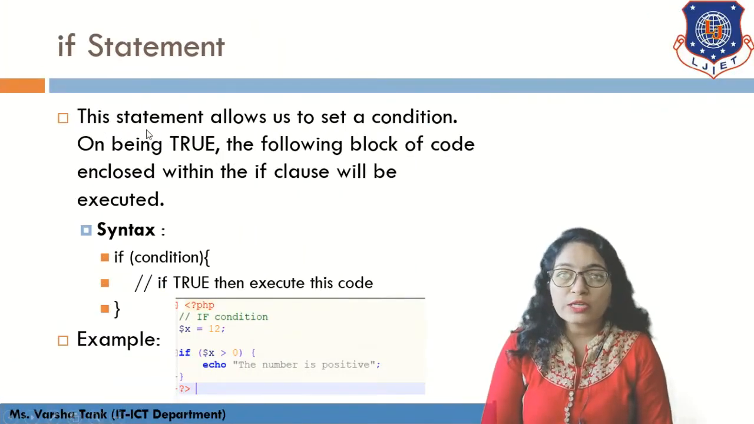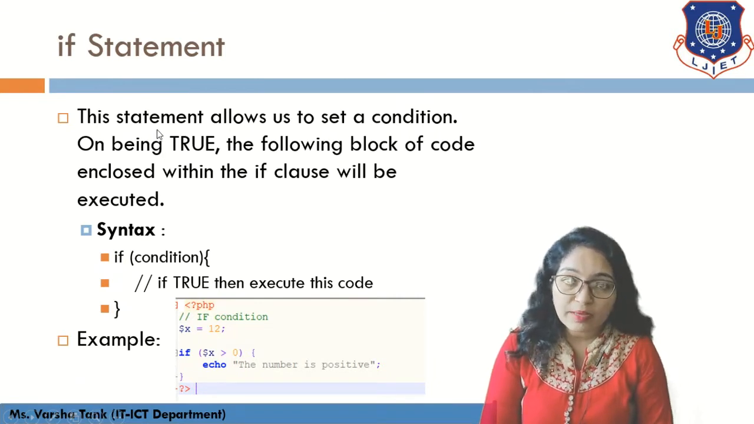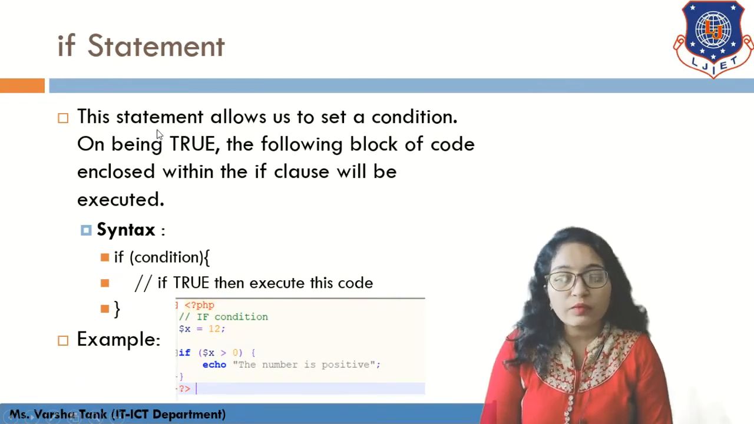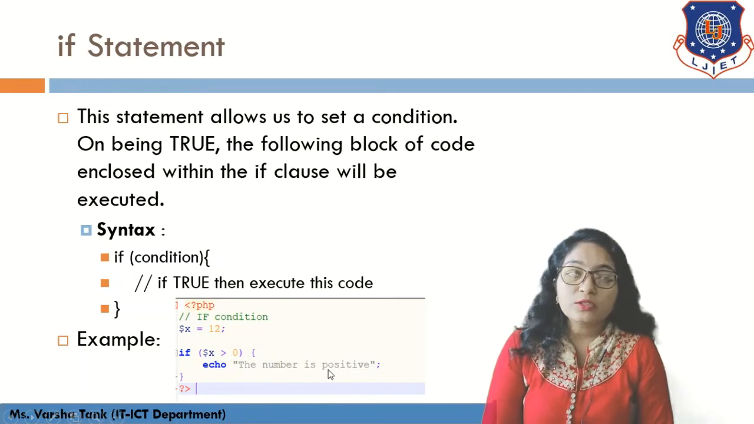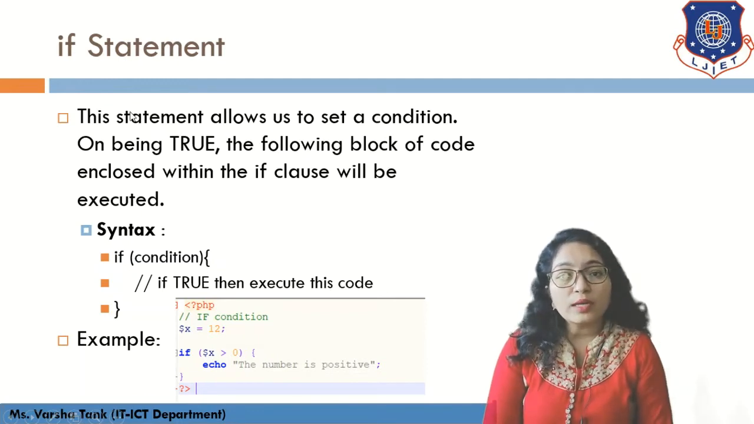So if the condition is true, then the statement will be executed, otherwise nothing will happen. So here you can see if condition, if true, then it executes this code. So in this example, you can see $x is equal to 12. If $x, that means if a variable is greater than 0, then it will print the number is positive number. Otherwise, do nothing. So that is what the if statement is.